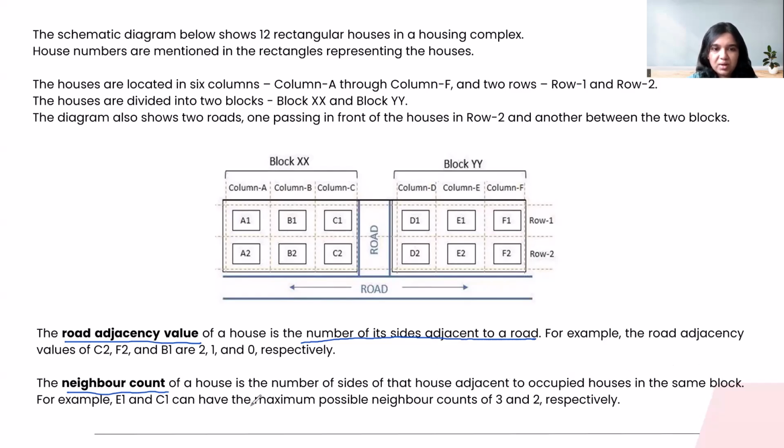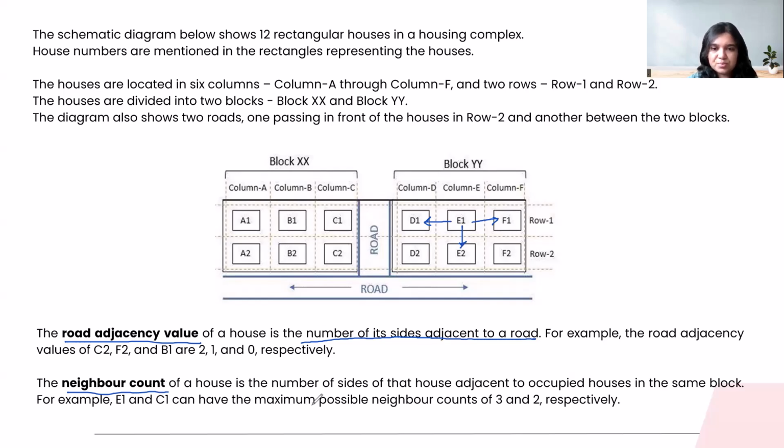For example, E1 and C1. So let's spot E1. E1 can have a maximum possible neighbor count of 3, because E1 can have a neighbor here, a neighbor here, and a neighbor here. The adjacent walls can be shared with D1, E2, and F1. So we cannot go diagonally and check for neighbors diagonally. It's either horizontal neighbors or vertical neighbors.